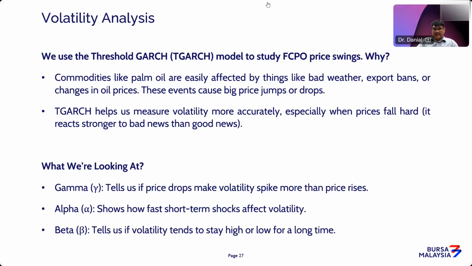So again, we are using the econometric model of threshold GARCH to study the volatility in CPO price swings or returns. Why? Because commodities like palm oil are easily affected by fundamentals like weather, export bans, or changes in oil price. Probably we need to add one more, which is tax competition by Indonesia. I still remember last time when Jokowi was playing around with the tax, it really hurt us.